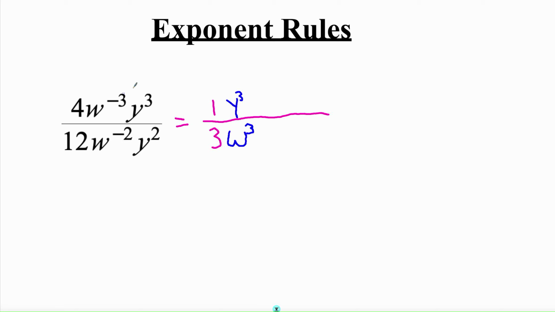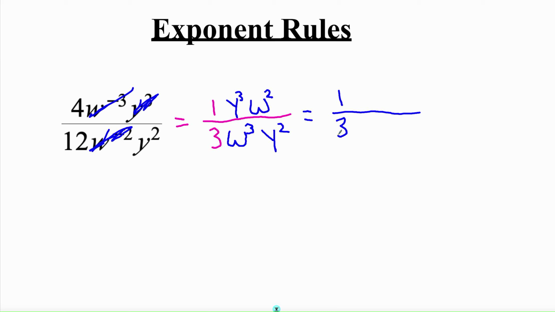So right now I've taken care of this, I've taken care of this. Now I need to look down here. W to the -2 has a negative exponent in the denominator, so I need to move it to the numerator, to the top here. And lastly, y squared is perfectly fine. You have a positive exponent. So I'm going to rewrite that in the denominator, but I'm not going to change anything. So now that I've rewritten it, I can start simplifying a little more.